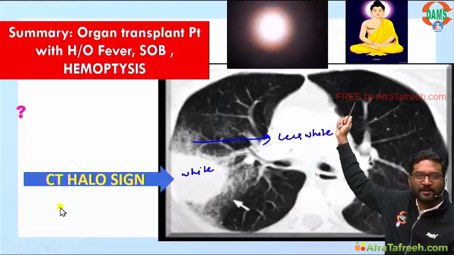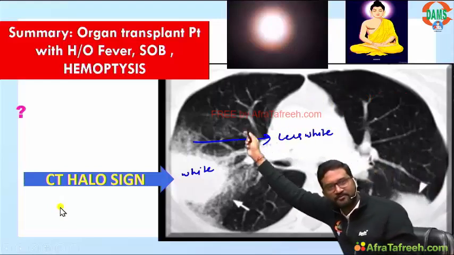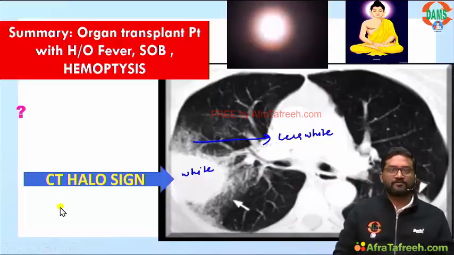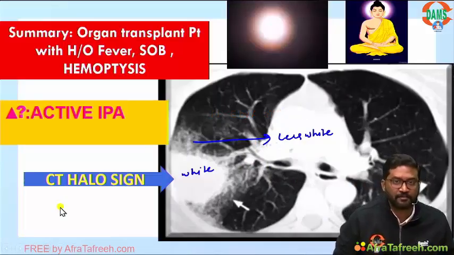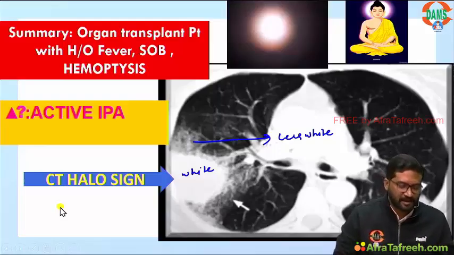So summary, there is an organ transplant patient with history of fever, shortness of breath and hemoptysis. So what is this? This is CT halo sign. So what should be your answer? Active phase of invasive pulmonary aspergillosis. So this is classical CT halo sign.